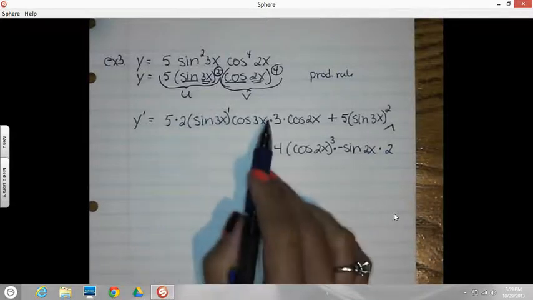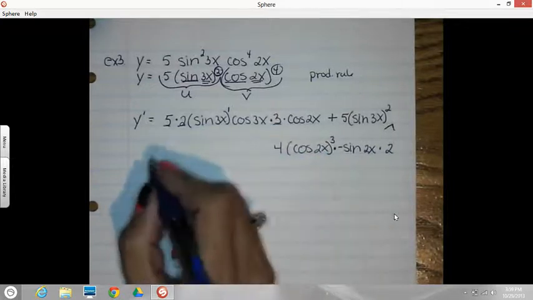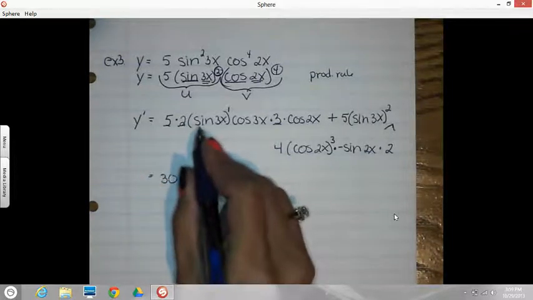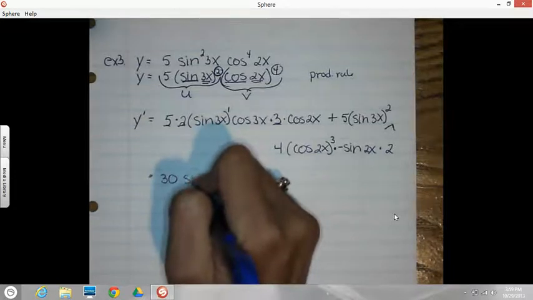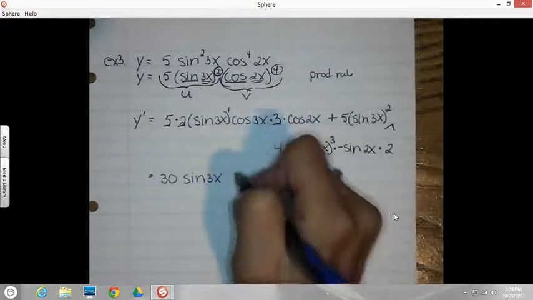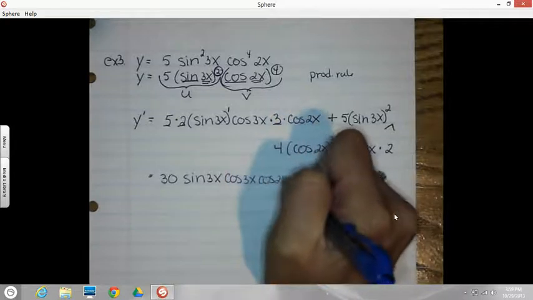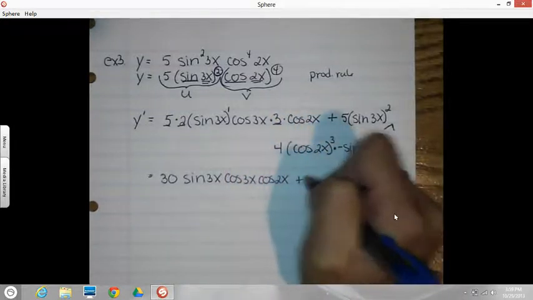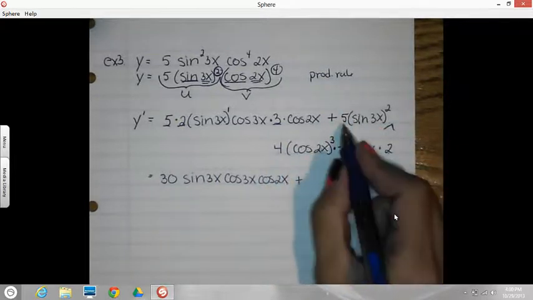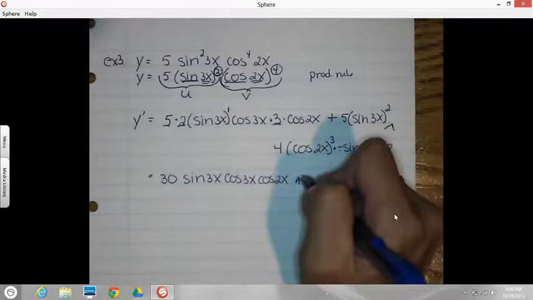So simplifying in the first basket, we've got a 5 times a 2 times a 3. That will give me 30. There's only that sine 3x. I don't need parentheses because it's only to the first power. Cosine 3x and cosine 2x are different from each other. Now the second basket, I've got a 5 times a 4 times a negative 1 times a 2. So that's 20, negative 20, negative 40, and minus 40.